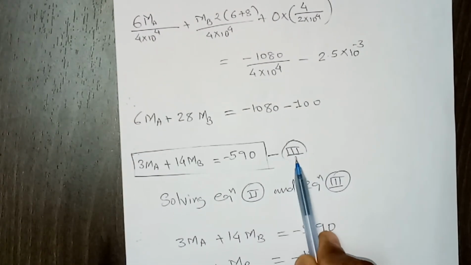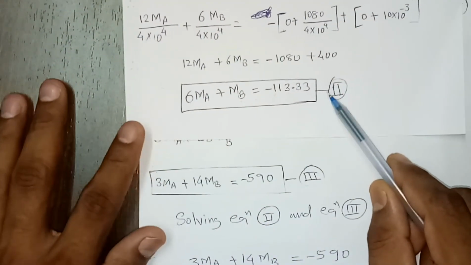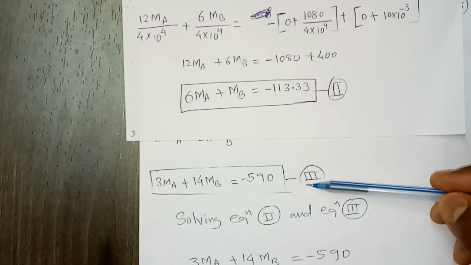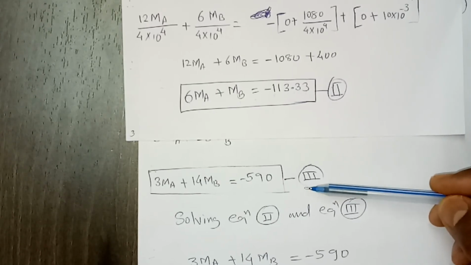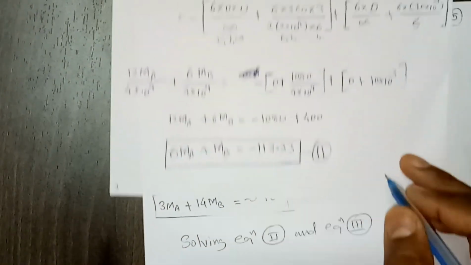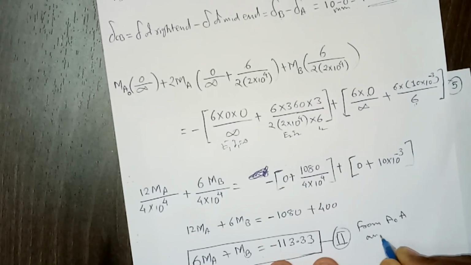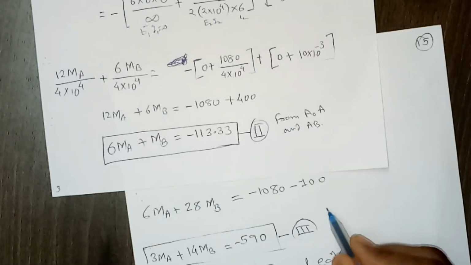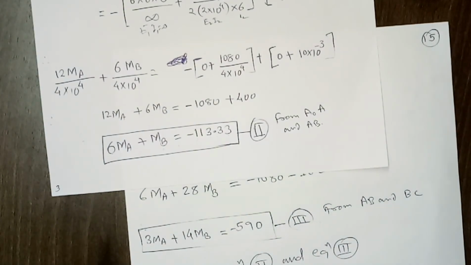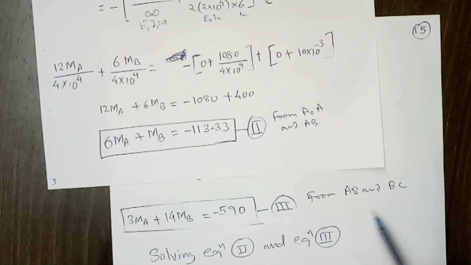Now equation 3 and equation number 2: equation 2 we already got when we applied Clapeyron's three moment theorem the first time, and equation 3 is the equation we got when we applied Clapeyron's equation the second time, right? So this is from A, B and this is from B and C, right? So we are getting these two equations by implementing Clapeyron's three moment theorem for these two cases.